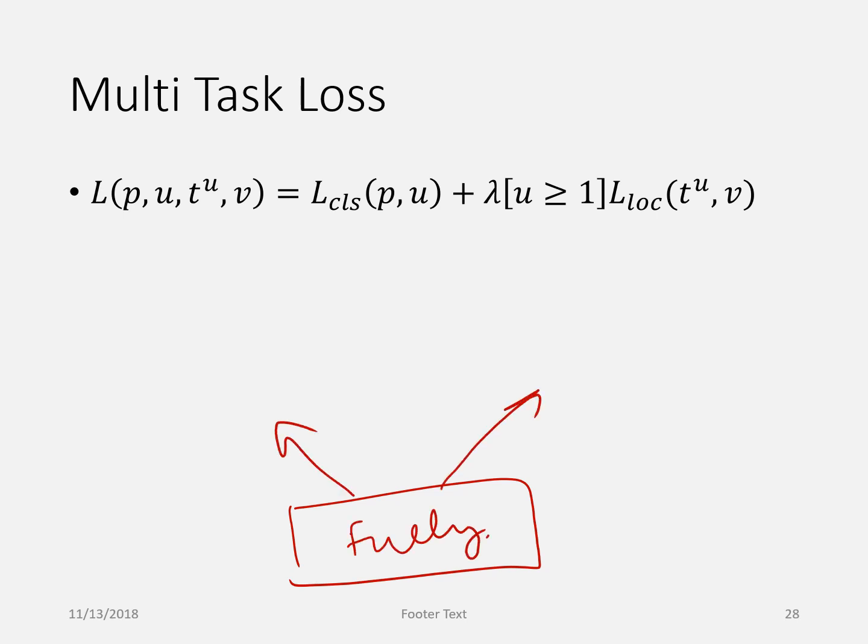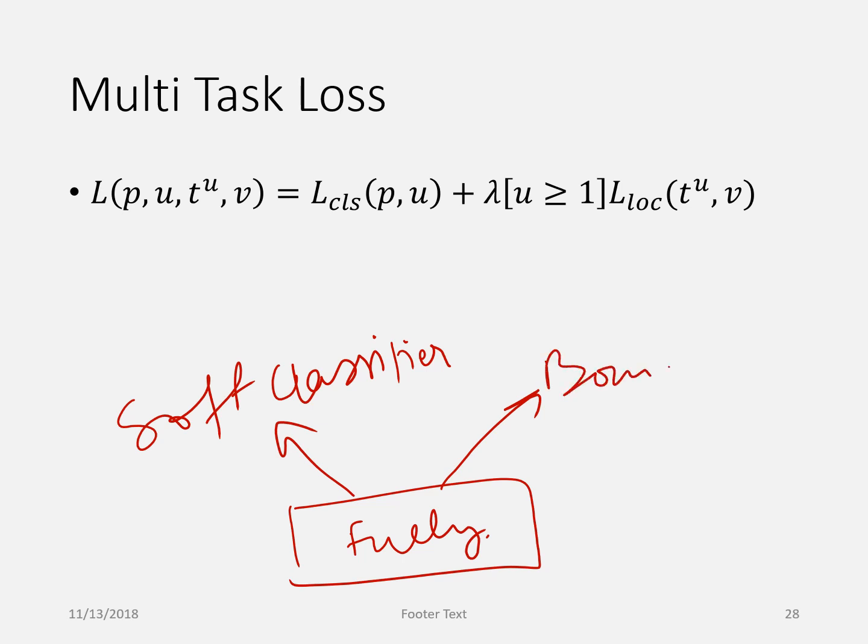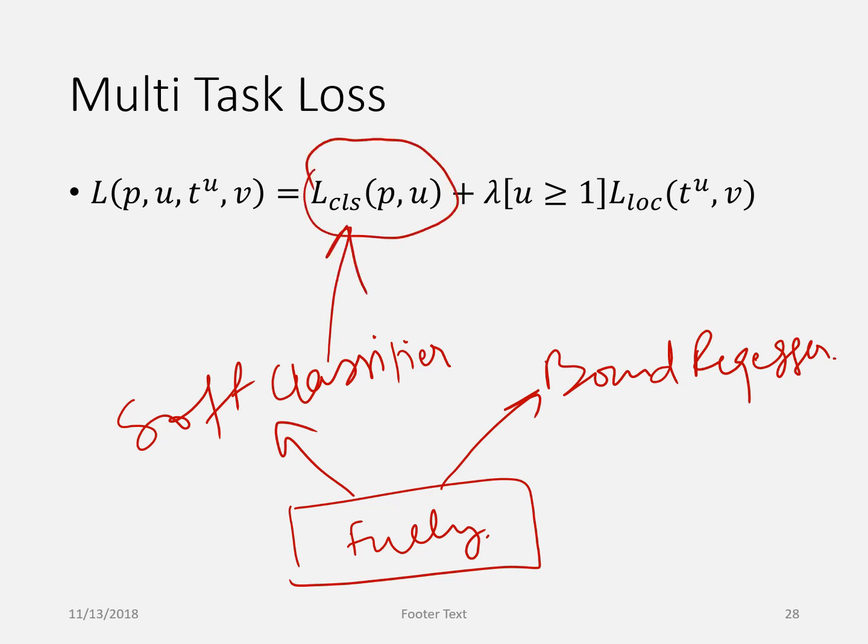The output of the fully connected layers are the softmax classifier and the bounding box regressor. The multitask loss is jointly trained for the classification and the bounding box regression. The softmax classifier loss is denoted by this component of the equation, and the bounding box regressor loss is shown by this component. In this, we compare with the ground truth values of the classifier as well as the bounding box, and we train our model.